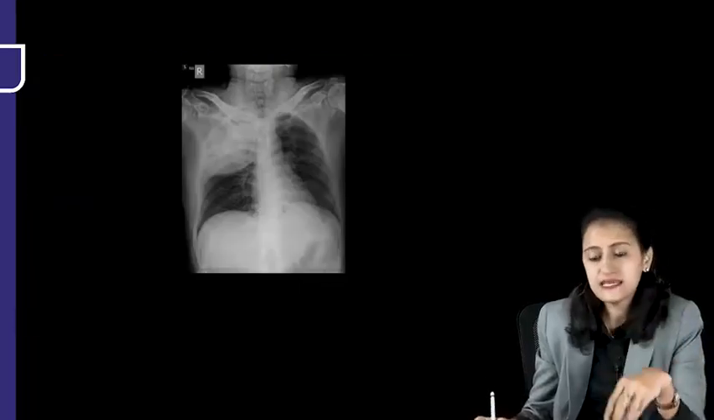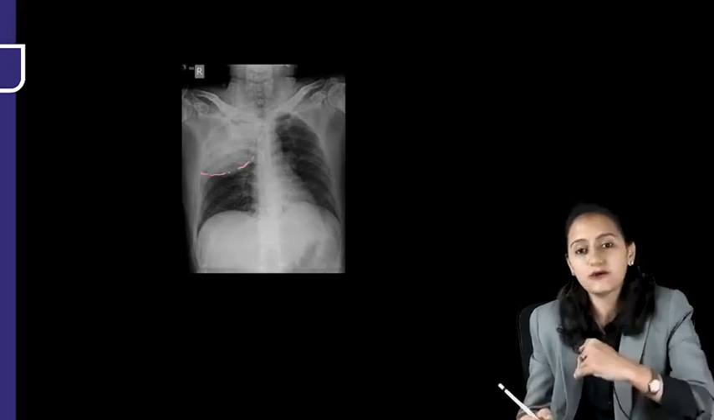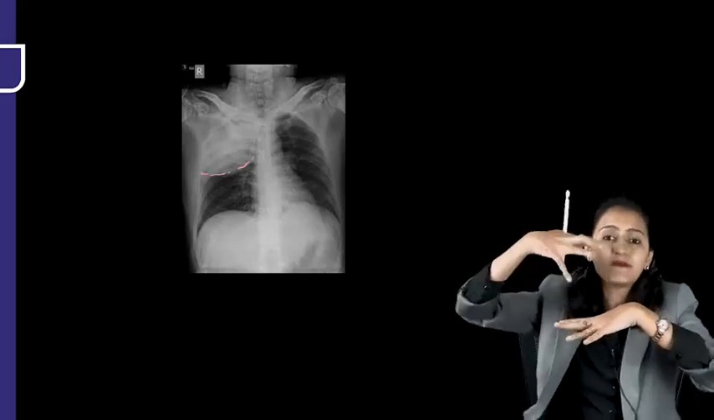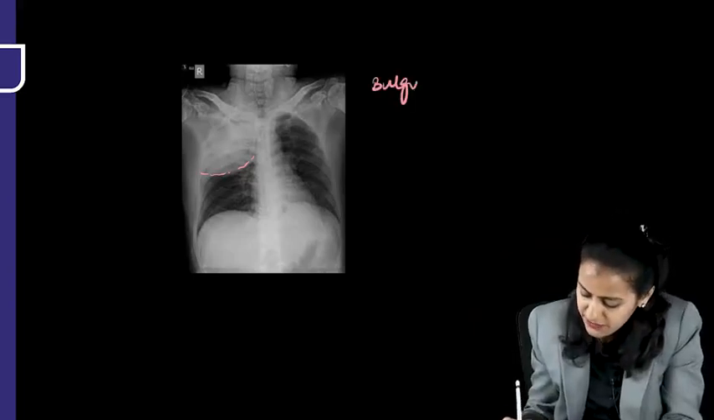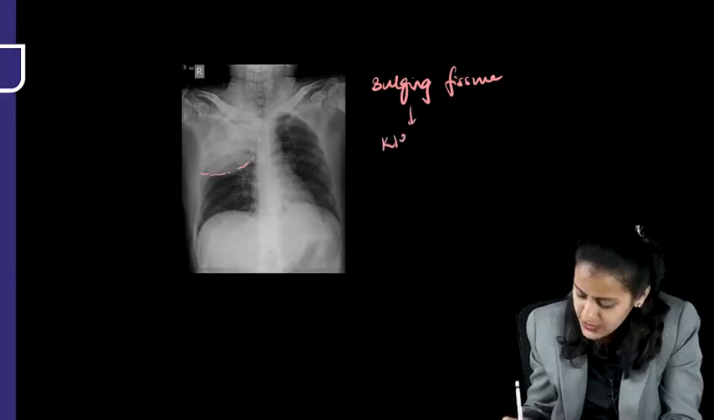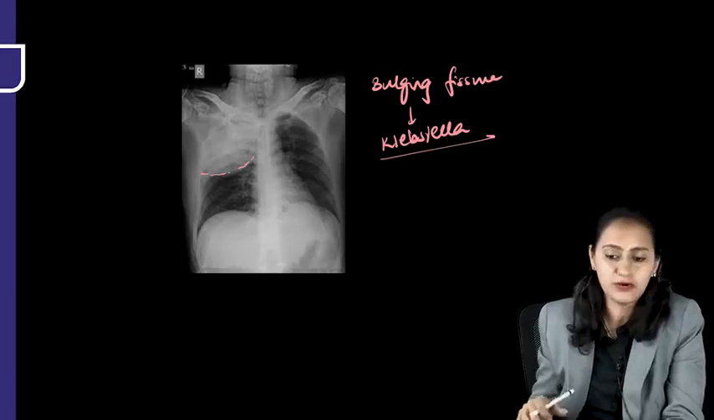What sign are we seeing here? Here we are seeing this horizontal fissure which is bulging down. There is an opacity above the fissure causing the bulging. So this is the bulging fissure sign, which is seen with Klebsiella pneumonia. Okay, bulging fissure sign, Klebsiella pneumonia.